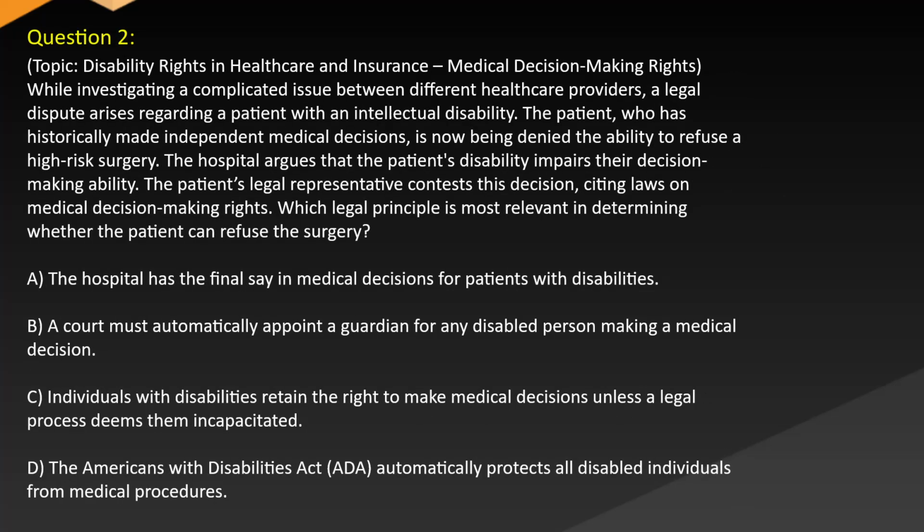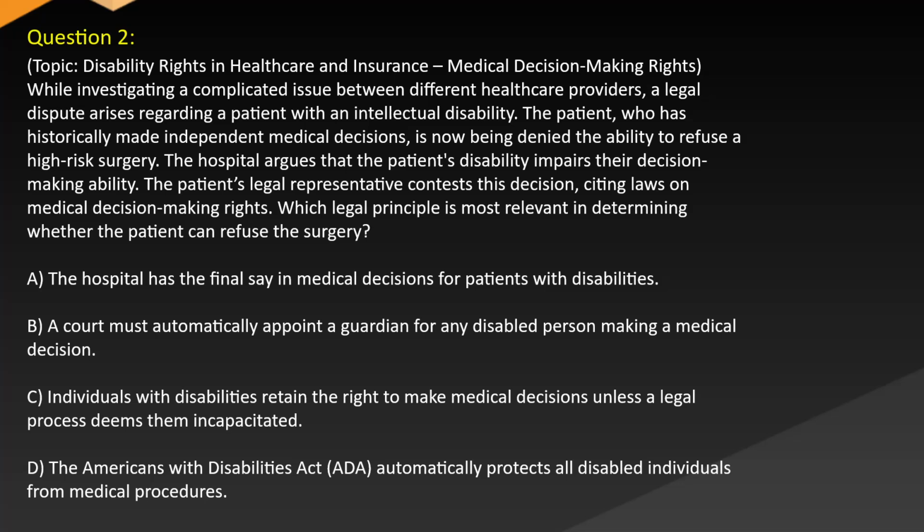Question 2. Topic: Disability rights in healthcare and insurance. Medical decision-making rights. While investigating a complicated issue between different healthcare providers, a legal dispute arises regarding a patient with an intellectual disability. The patient, who has historically made independent medical decisions, is now being denied the ability to refuse high-risk surgery. The hospital argues that the patient's disability impairs their decision ability. The patient's legal representative contests this decision, citing laws on medical decision-making rights.